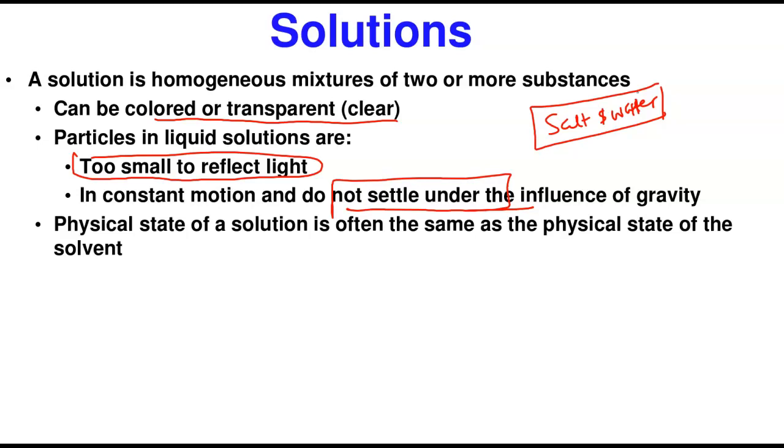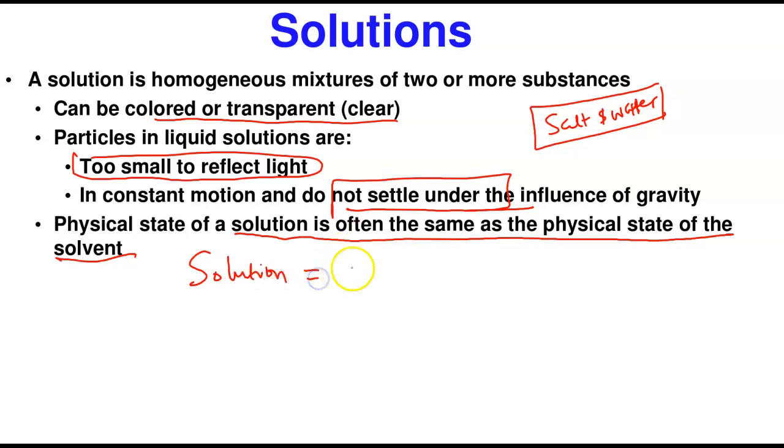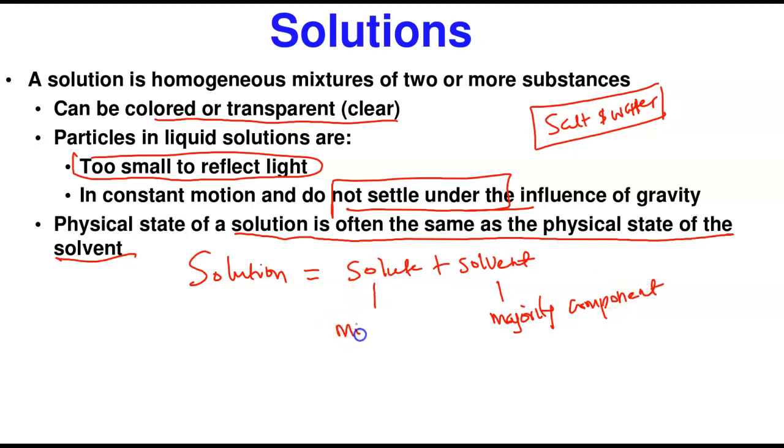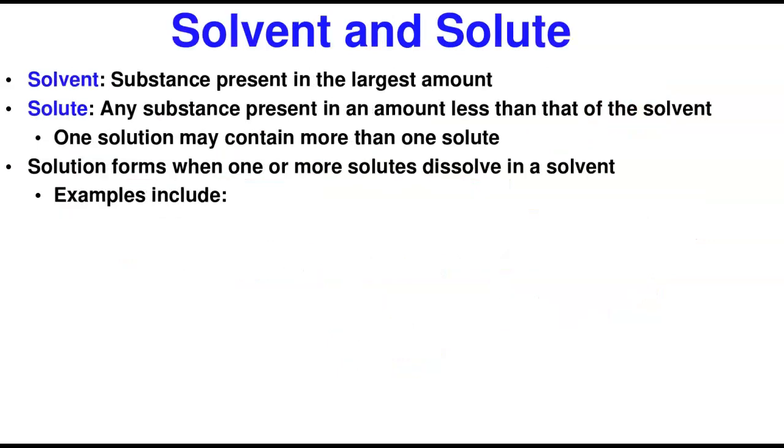Of course, the physical state of a solution depends on the physical state of the solvent. I think the reason why that happens is because the solvent is the majority component. Of course, every solution is a mixture of a solute plus a solvent. Now, the solvent is the majority component. The majority component will decide the overall state, and the solute is usually the minority component. This is basically what I tell myself. This is how you, if I ask what is a solution, and you can give me this, that makes a lot of sense.